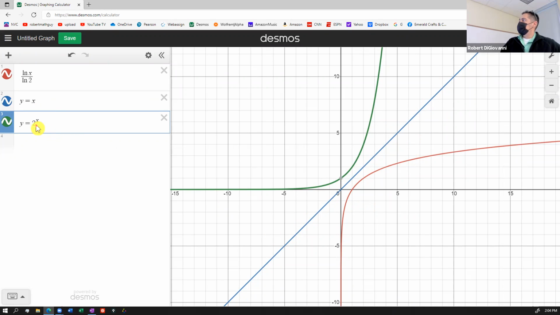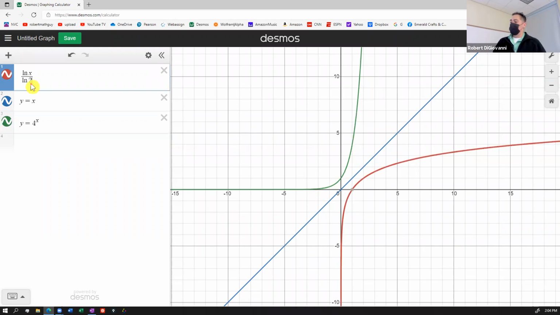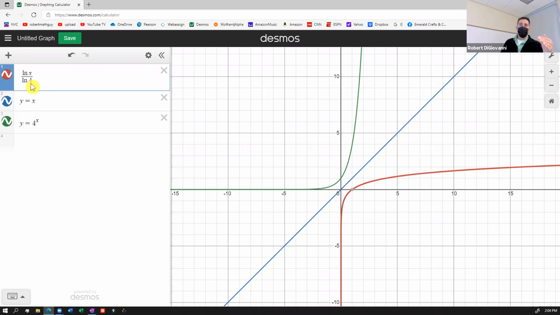Now, if I change this 2 to the x to, let's say, 4 to the x, it's no longer a perfect reflection. What would I have to change this one to? Log base what? 4, right? If I do that, now they're perfect reflections. So for every exponential function, there is a corresponding logarithmic function that is its inverse. You change the base of the original exponential, you have a change of base in the log. Make sense?